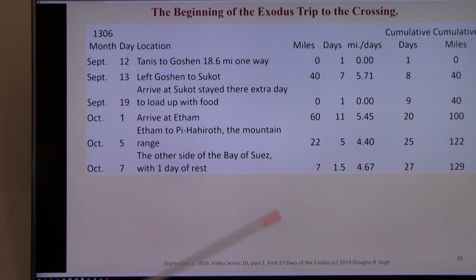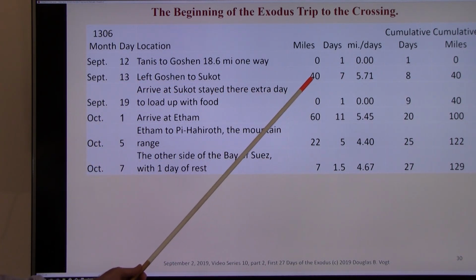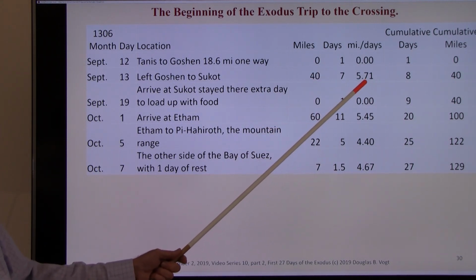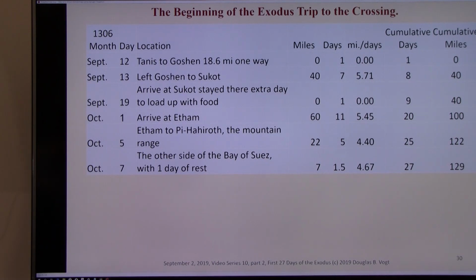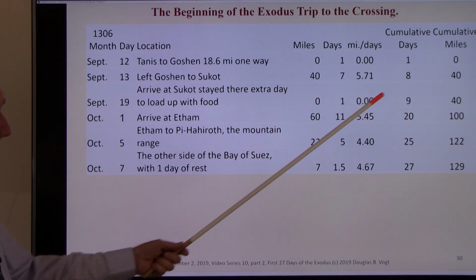This is my time schedule. Tanis to Goshen, this is for Moses and Aaron, 18.6 miles. Took them about a day. I think they were already there. Then they would have left, the 13th would have been a day after the full moon. Packed their bags, 40 miles to Sukkot. Average about 5.71 miles per day. Remember, they're taking the old, the young, cattle, other livestock, so they can't go too fast. Stay there, a total now of 8 days of this trip.